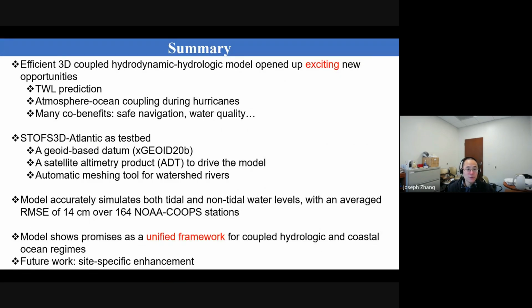And in terms of future work, we are actively working with NOAA and the UFS Coastal, and we are also looking at some site-specific enhancements for STOP 3D. I'll stop here, and I think I've run out of time. All right.